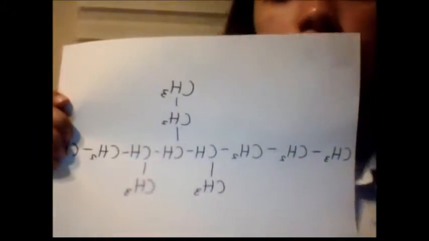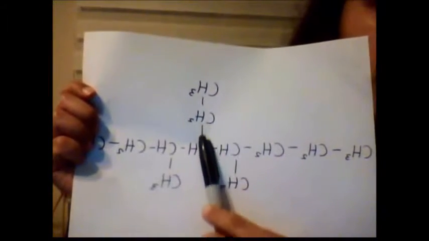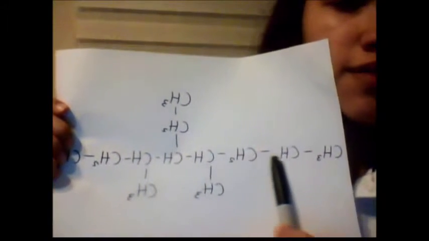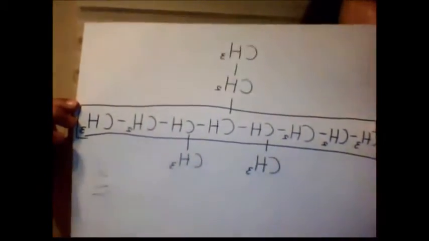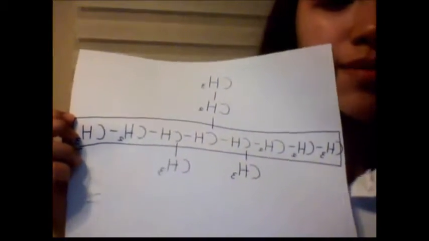Okay, the first rule is to count the number of carbon atoms in the longest continuous chain, the parent chain of the structure. Having this, we have this chain, or this chain, or this chain, or this chain. But we have to choose the longest. So it will be this one. See, there are 1, 2, 3, 4, 5, 6, 7, 8. That's the longest possible chain.